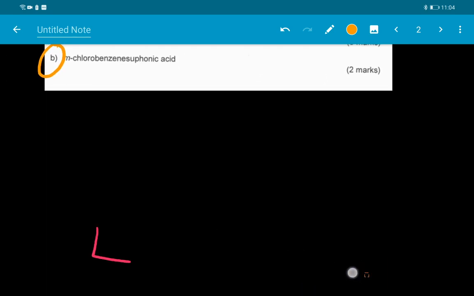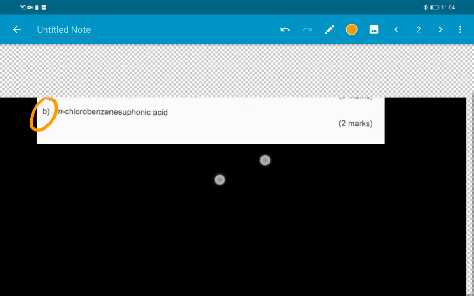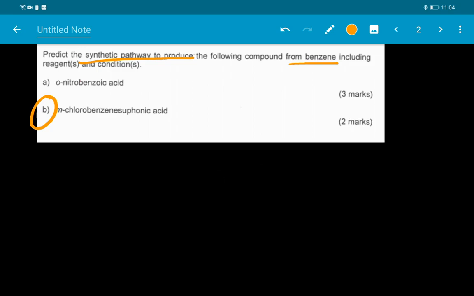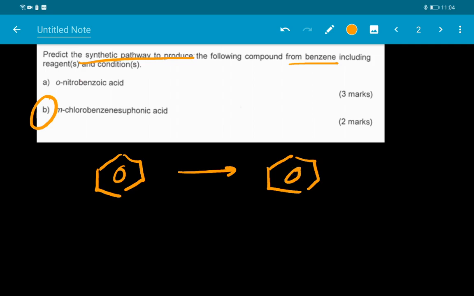So let's say for B, we need to draw first the overall picture, or the full chemical equation. The question asks us to draw the compound metachlorobenzene sulfonic acid, which means that benzene sulfonic acid is the parent. We just draw SO3H, and then we have chlorine positioned at meta, which is 1,3. So I just draw the Cl there.